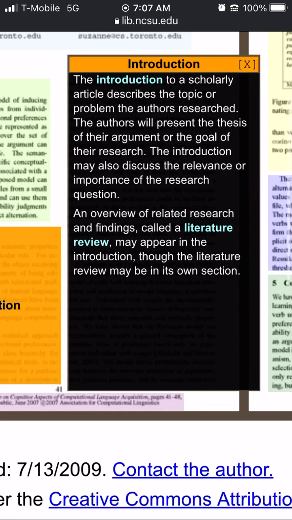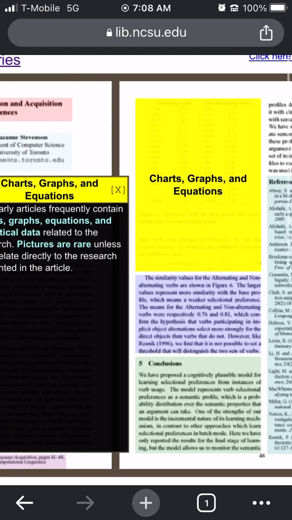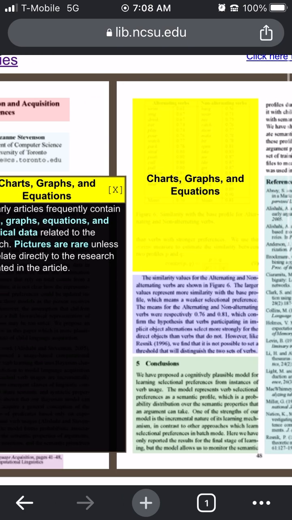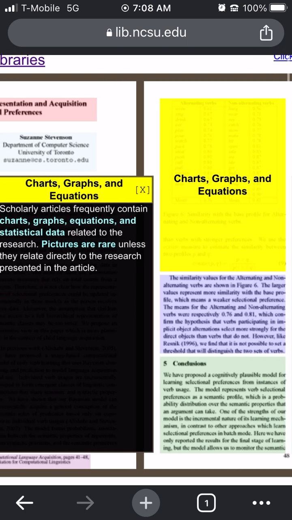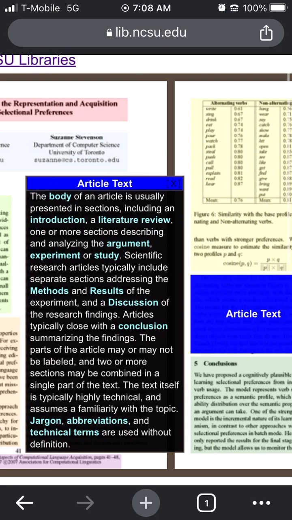An overview of related research findings called literature review. Interesting, it's also called a literature review. May appear in the introduction, though the literature review may be on its own. Okay. Charts, graphs, and equations. Okay, so this is important if you have any data that you need to demonstrate or show. It pretty much covers this. I'd say it does this pretty good, a solid.